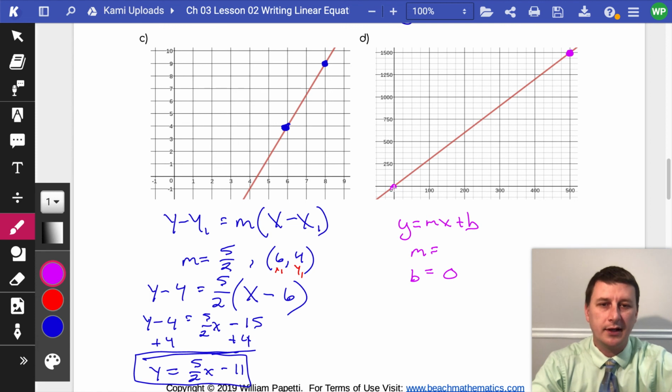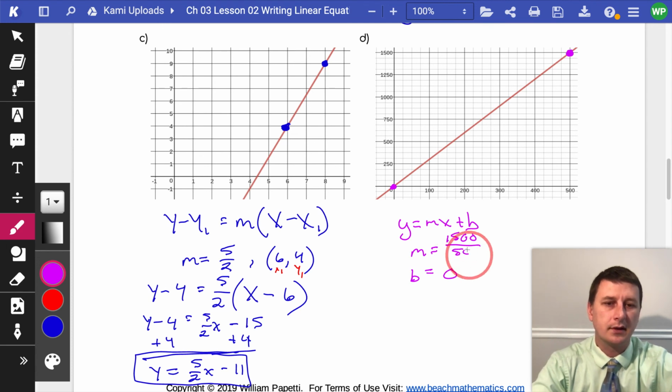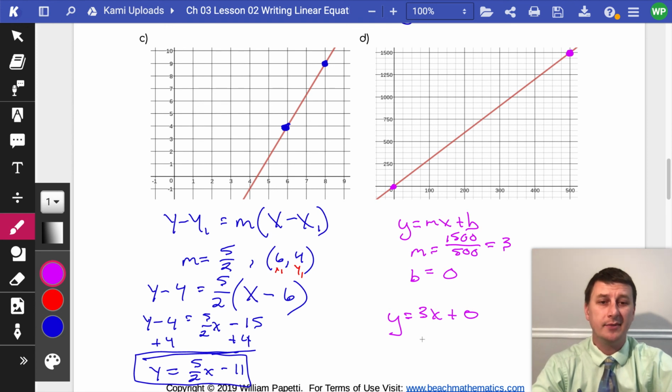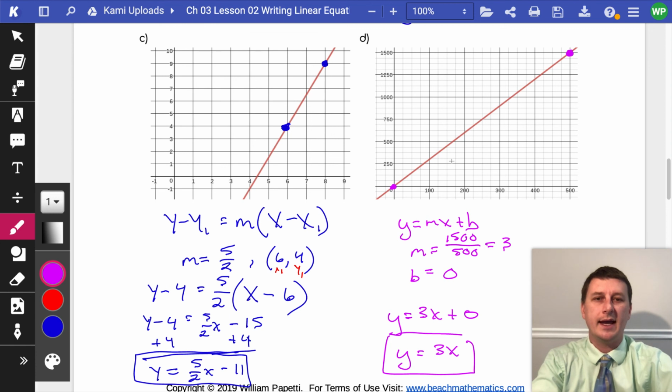So that's going to mean we're going to have to go up 1,500 units, and we're going to go over to the right 500 units. And if we simplify that, 1,500 over 500 is really just 3. So I'm going to substitute in my m value and my b value, and I'll get 3x plus 0. But again, we don't really have to show that we're adding 0 because the result is going to just be 3x then. So your equation of this line right here is y equals 3x.